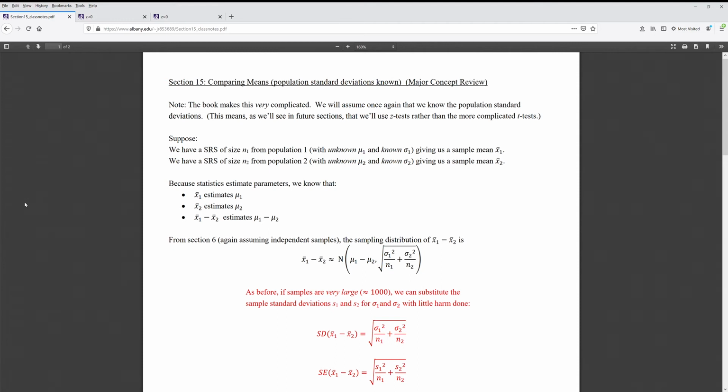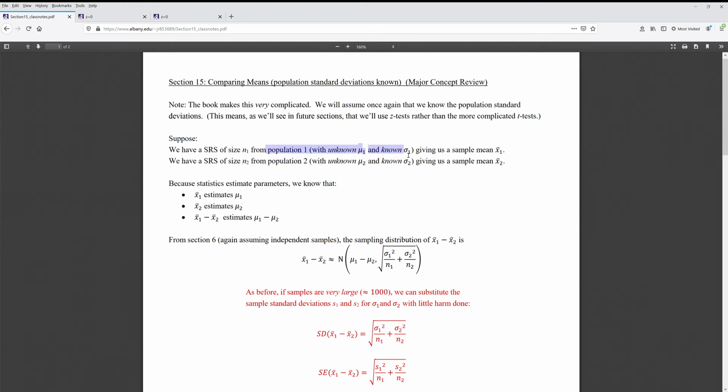So, comparing two means. This works very similarly to what we did in Section 14. We have two populations, and we take a sample from each. We want to know whether the average of the numbers in the one population is plausibly the same as the average of the numbers in the other population. So we'll organize our terms here.